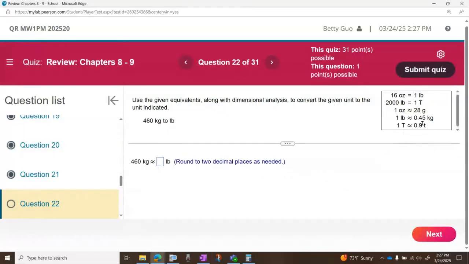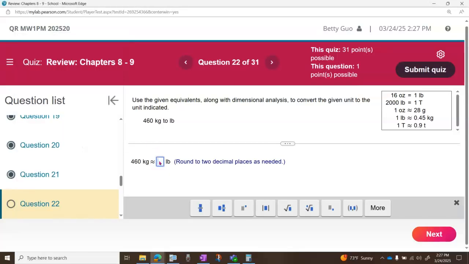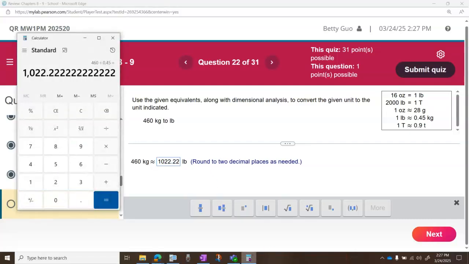Kg to pound. The conversion factor is 0.45. Pound is a smaller unit, so we want a bigger number here. If you multiply by 0.45, you get a smaller number. So if you want a bigger number here, you're gonna have to divide. So 460 divided by 0.45. Round to 2 decimal places. So 1022.22.